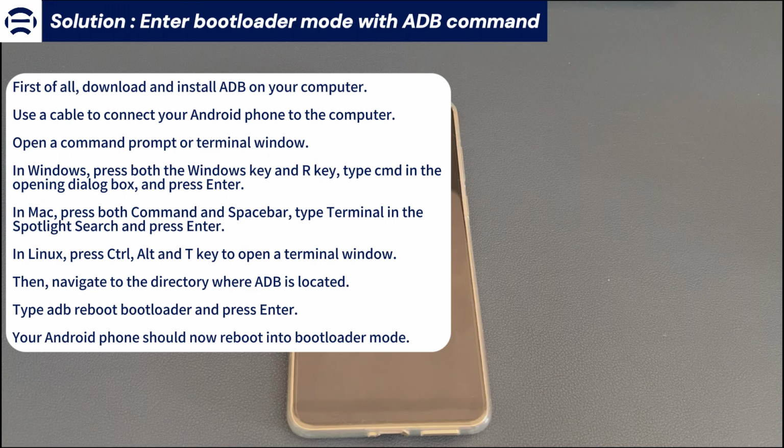In Mac, press both Command and Spacebar. Type Terminal in the Spotlight search and press Enter. In Linux, press Ctrl, Alt and T key to open a terminal window. Then, navigate to the directory where ADB is located. Type adb reboot bootloader and press Enter. Your Android phone should now reboot into bootloader mode. Besides, if the power button or volume button is broken, you'd better take it to a repair store near you and ask a professional to repair it.